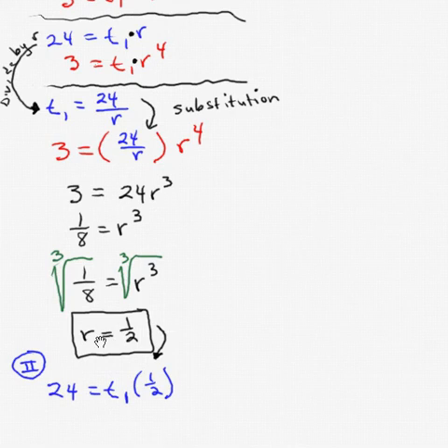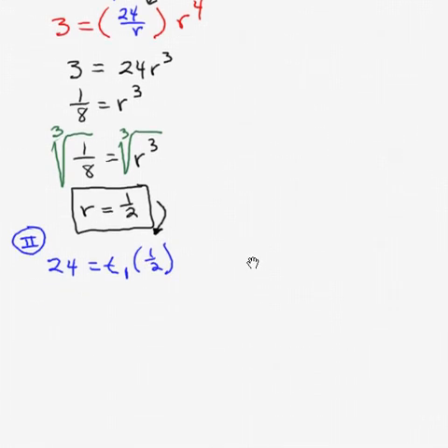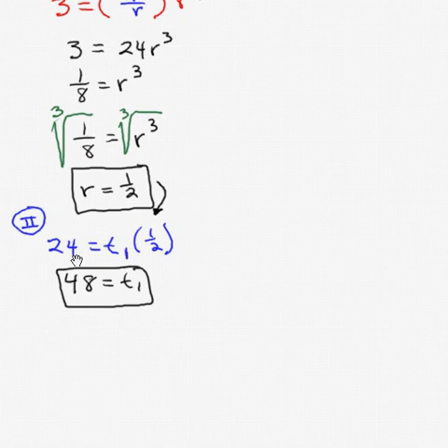But there's two parts to these systems of simultaneous equations, two variables situations. We just found r. We need to find t sub 1. So let's take that blue equation that we started with. 24 is t sub 1 times r. And let's replace r with the half we just solved. Solve this equation, we'll find out what t sub 1 is. So to do that, we'll divide both sides by a half. And again, dividing by a fraction is multiplying by its reciprocal. So we're really multiplying both sides by 2. t sub 1 is 48.